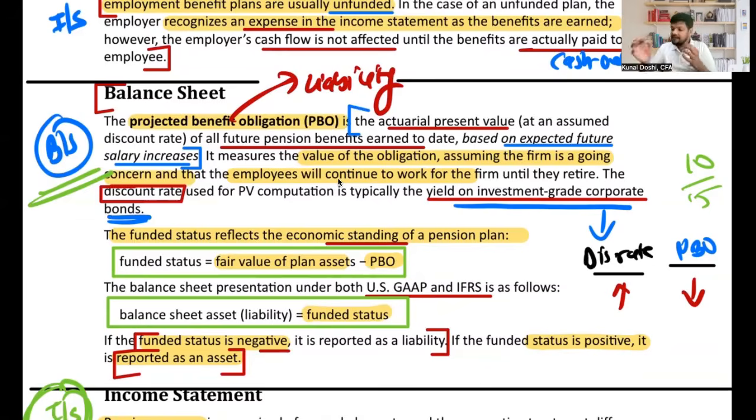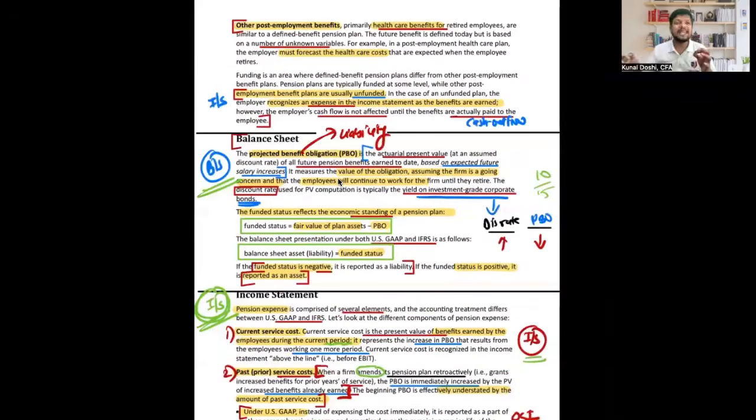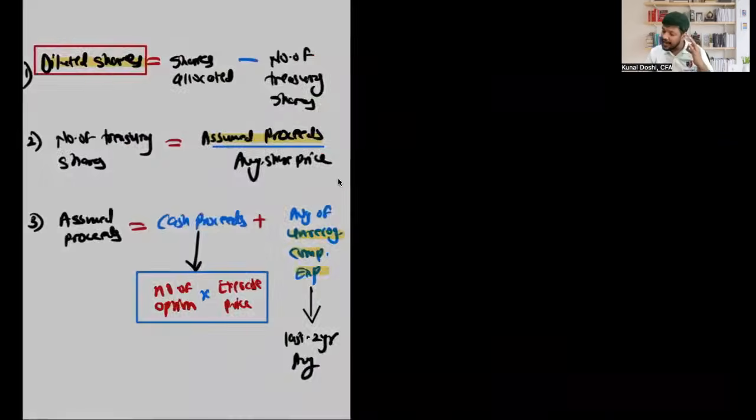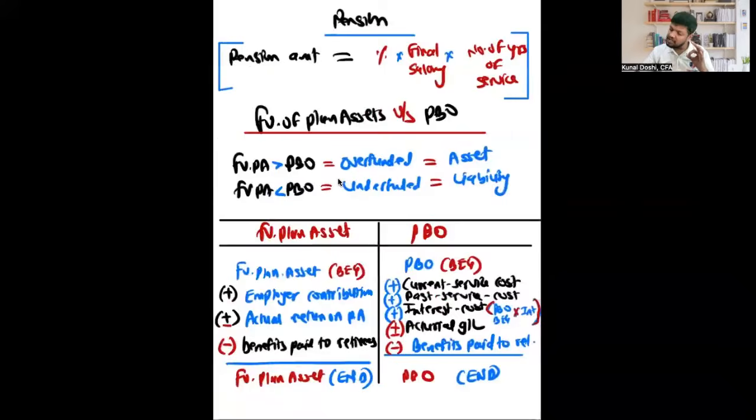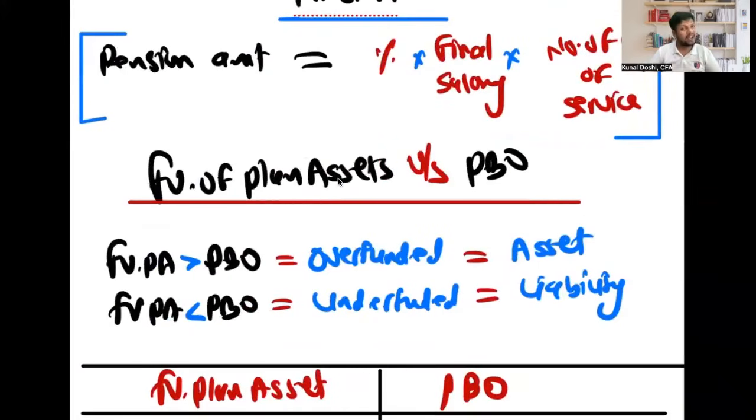All right. How is the pension calculated? Pension is calculated as some percentage of your final salary times the number of years of service and so on. In reality, every company has their own pension calculation formula, but three things are always there in the pension that I need to show you. In the pension, you will have some percentage of the final salary times number of years of service. That is going to be your pension amount. We already discussed the overfunded and underfunded status.